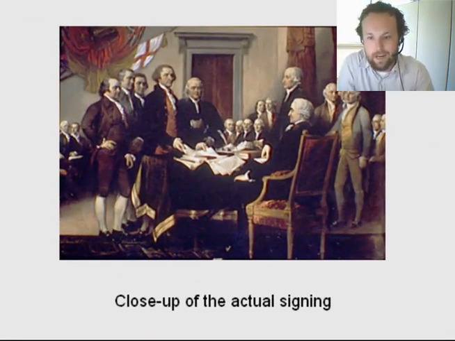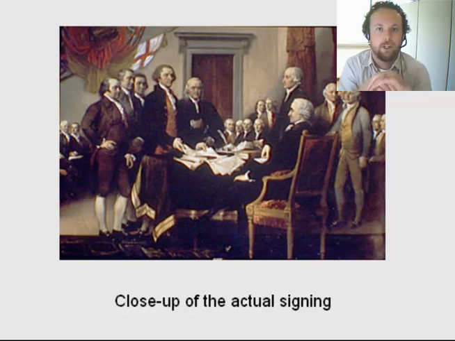And this is a close-up of the actual signing of the document that would become the Declaration of Independence. Now let's stop and think about this for a second. We're living here in 21st century America, and we look back at this time and think about how brave and how larger than life these men were. I mean, these are the founding fathers, these are the men that founded our country. So we think about them, it was a good thing that they did. We needed to break away from Great Britain.